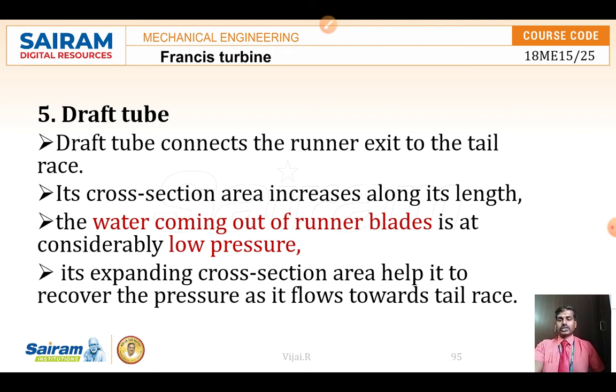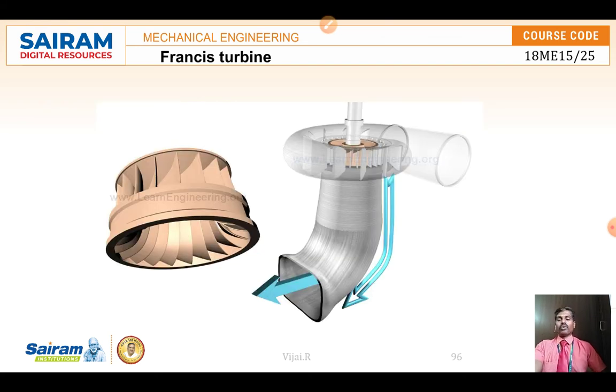After the water hits the turbine blade and rotates it, we have to remove the water from the area. The water coming out of the runner blade is at a low pressure. To bring it to a considerable pressure towards the tail race, we use the draft tube, which has an increasing cross section. As the diameter of the draft tube enlarges, the pressure is recovered. This avoids back pressure, cavitation and other unwanted damage to the turbine blades.